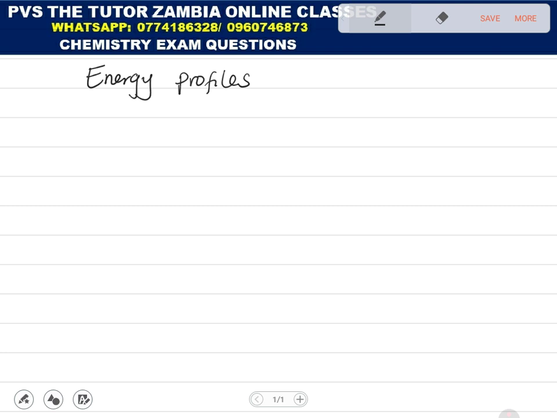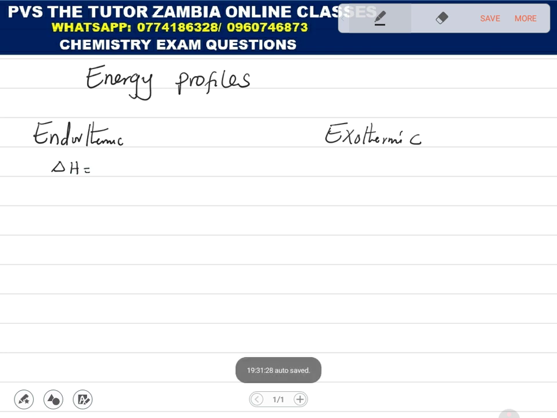reactions proceed. Now, as we know, I'm going to write endothermic here, and I'll write exothermic this side. For endothermic, what you need to know is that the enthalpy change, which is the heat of the reaction, is just the heat of the products minus the heat of the reactants. Well, it is still the same.